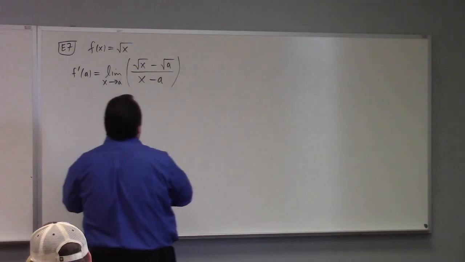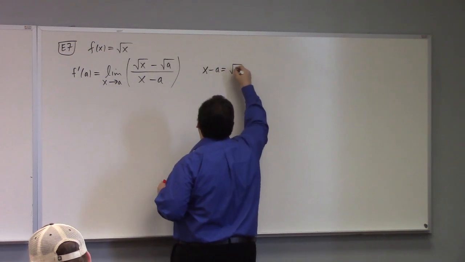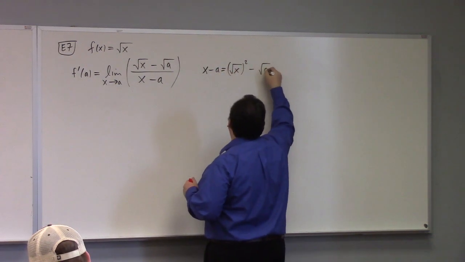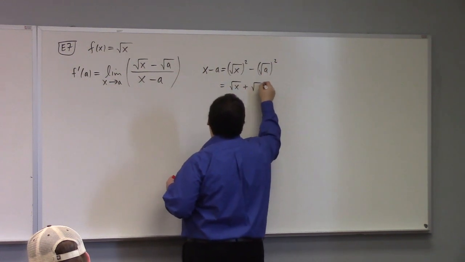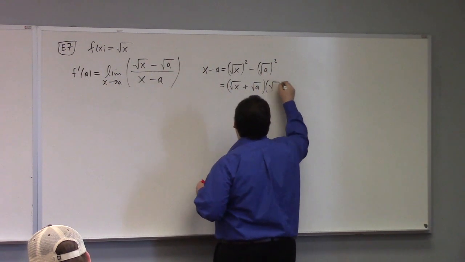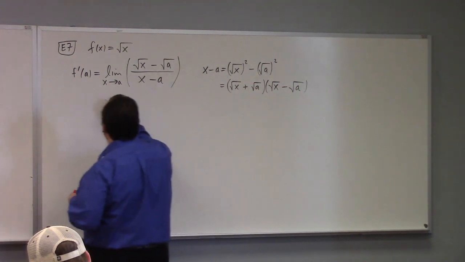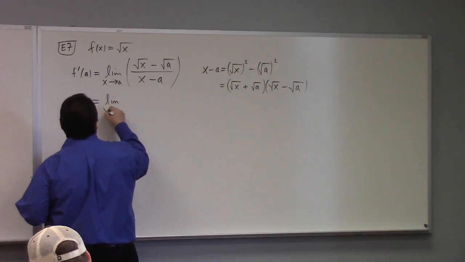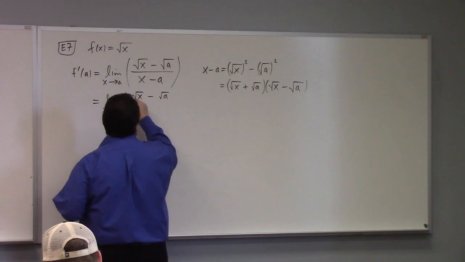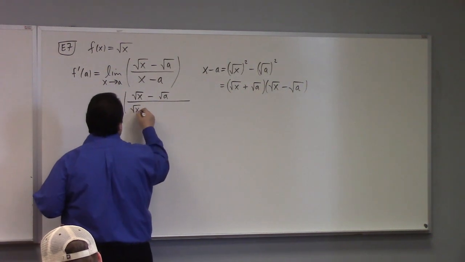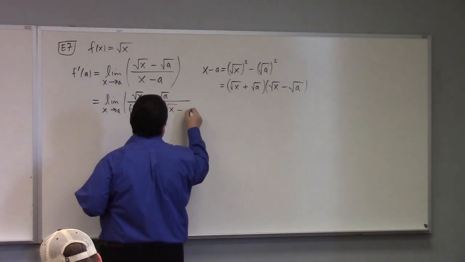All right, so x minus a is the square root of x squared minus the square root of a squared, right? Which is, by the way, the square root of x plus the square root of a times the square root of x minus the square root of a. So let's put that into practice here. This is the limit as x goes to a of root x minus root a divided by root x plus root a times root x minus root a.